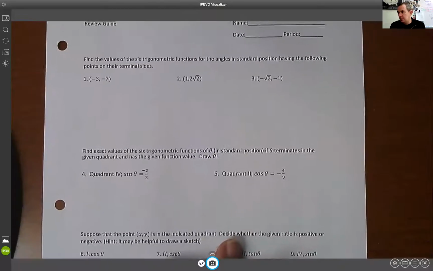Let's go over the review guide, make sure we have a handle on what's going to be on the test on Monday. So we'll go ahead and get started. Let's share screen. So here's the review guide. So let's kind of walk through.